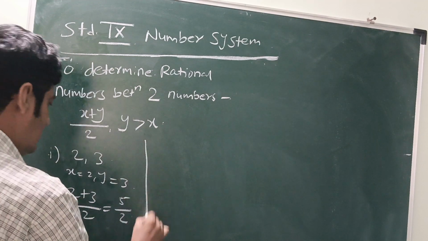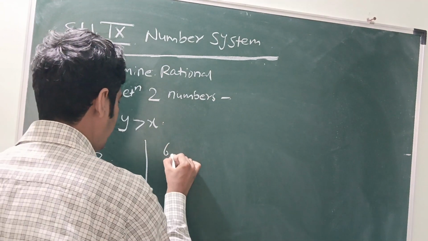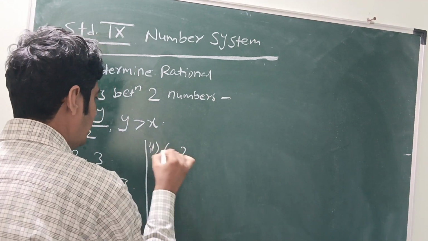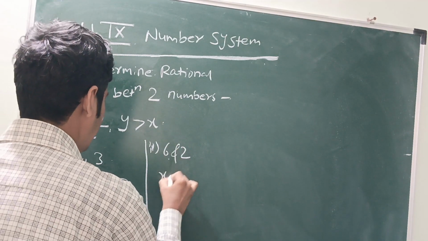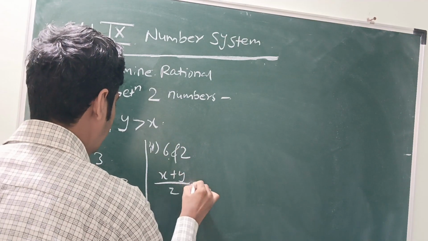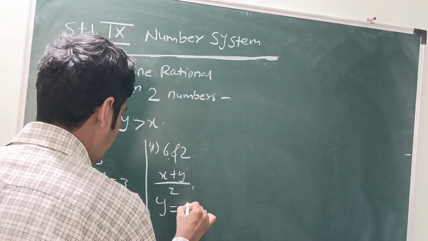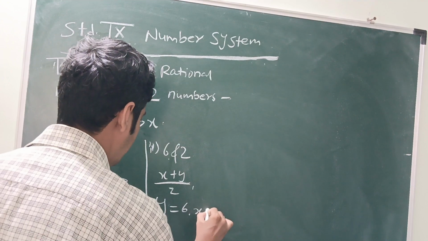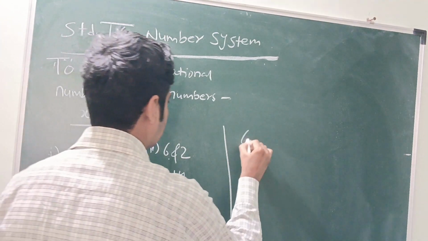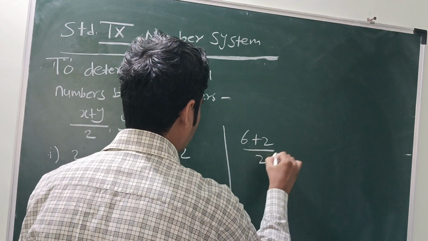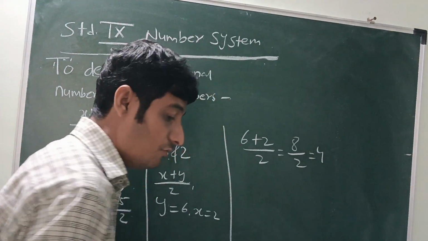Second example is find a rational number between 6 and 2. If you want to find a rational number between 6 and 2, so again (x plus y) upon 2. Y is greater than x, so the value for y is 6 and the value for x is 2. Just we have to do the addition. 6 plus 2 upon 2, which is equal to 8 upon 2, which is equal to 4.